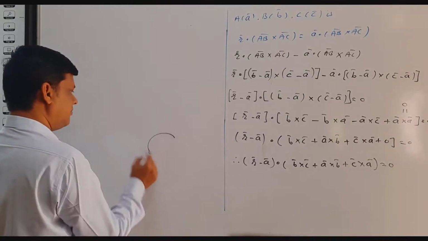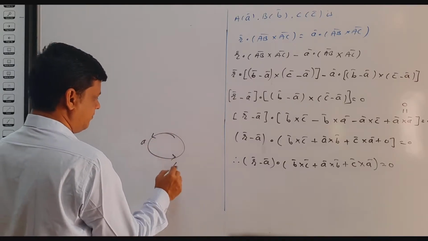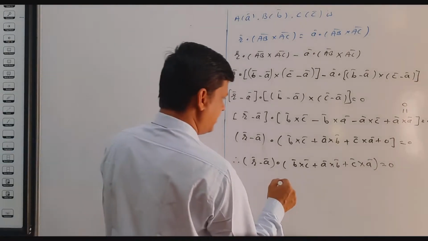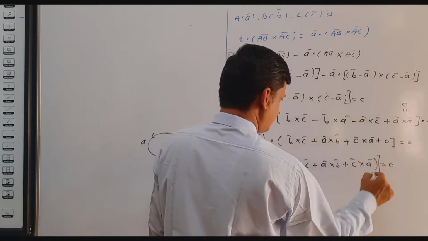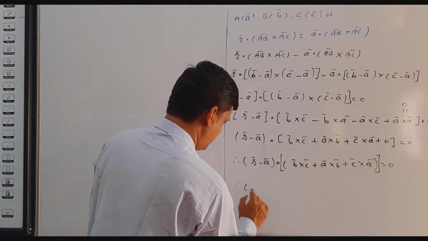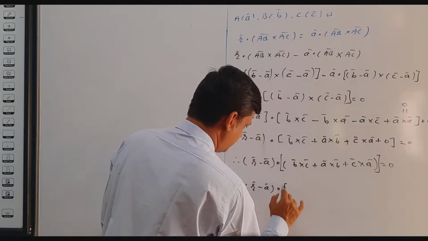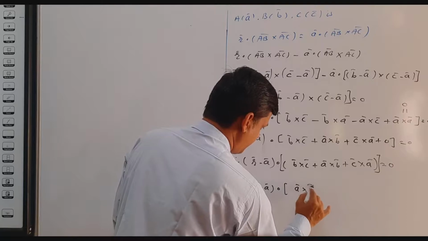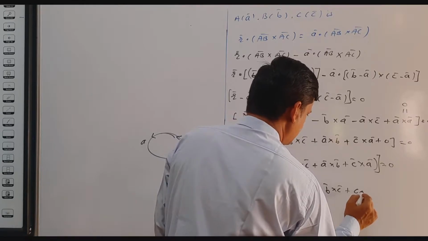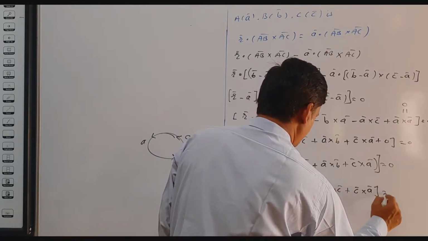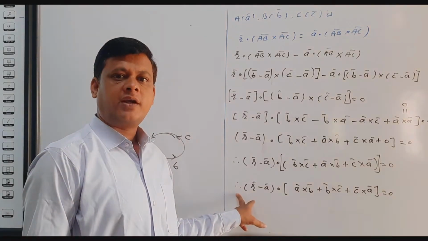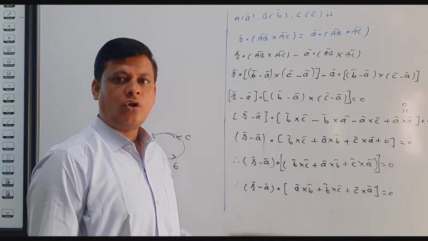Now we have to write this in cyclic order also. Cyclic order is ABC. So we take AB, then BC, then CA. So we write this as therefore R bar minus A bar dot we write vector A bar cross B bar first, plus then B bar cross C bar, plus then C bar cross A bar. So using this form also you can find the vector equation of the plane passing through three non-collinear points.